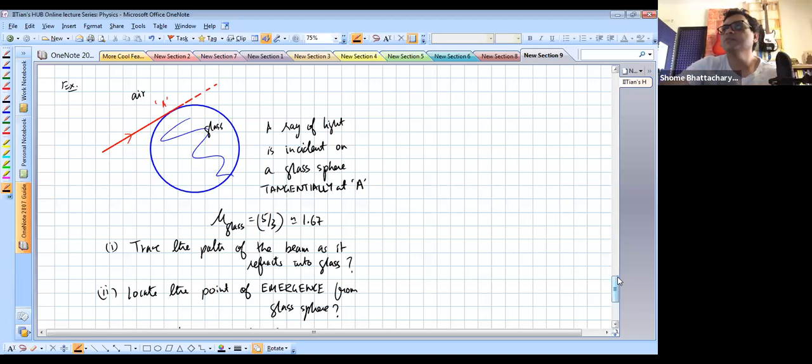You can get the answer in terms of the radius only, or you can take some arbitrary radius, let's say 50 centimeters.